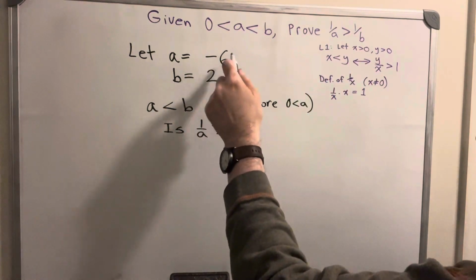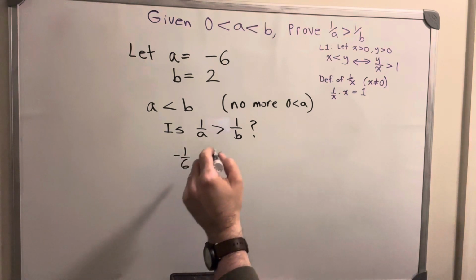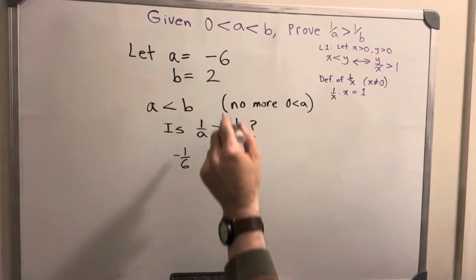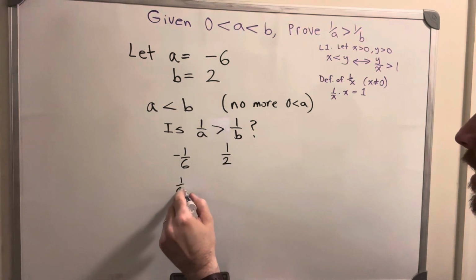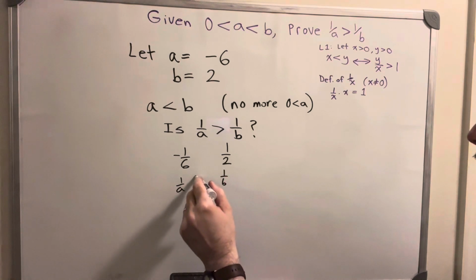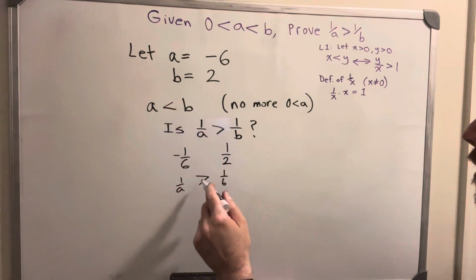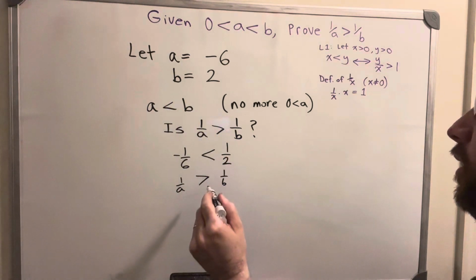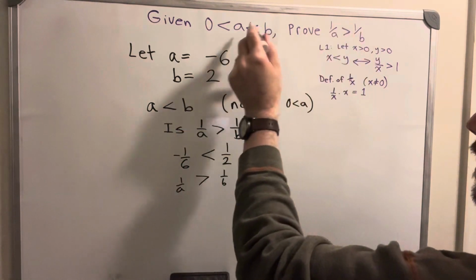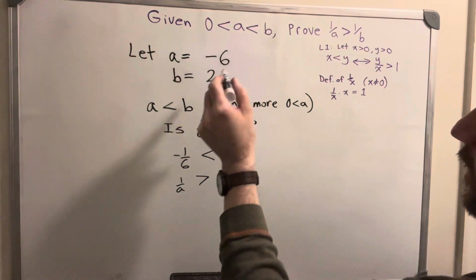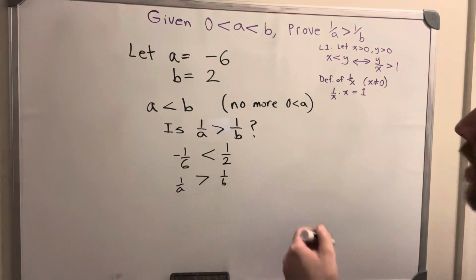Let's see. A is -6, so 1 over A is -1/6. B is 2, so 1 over B is 1/2. This is 1 over A. This is 1 over B. The theorem says that 1 over A is supposed to be greater than 1 over B when B is greater than A, but no. 1/2 is greater than -1/6. So this theorem breaks when we don't have the constraint that A is greater than 0 and less than B. We showed that just by one example.